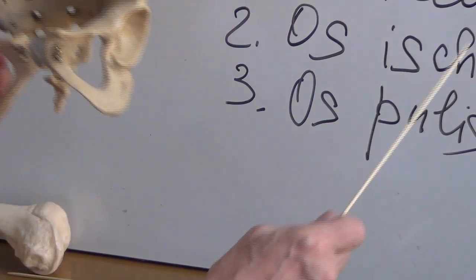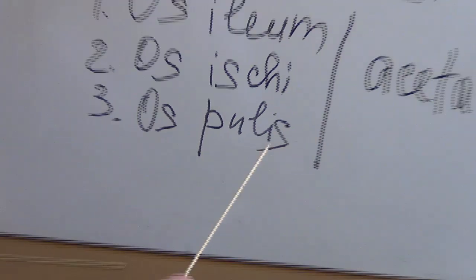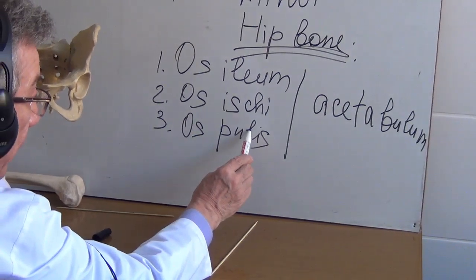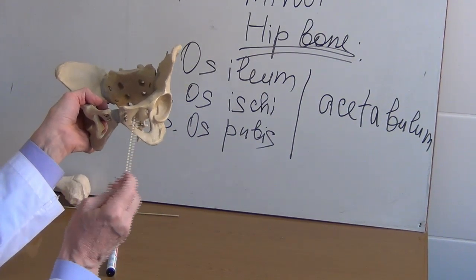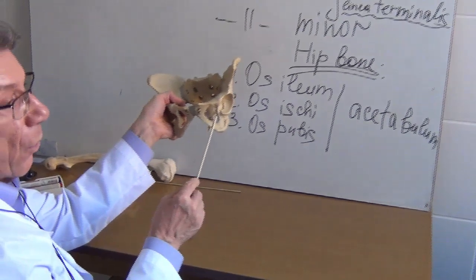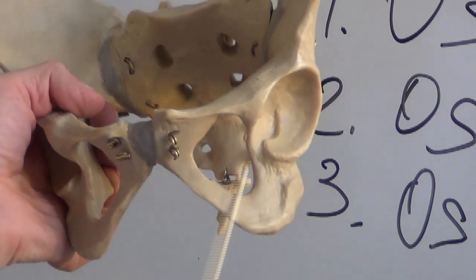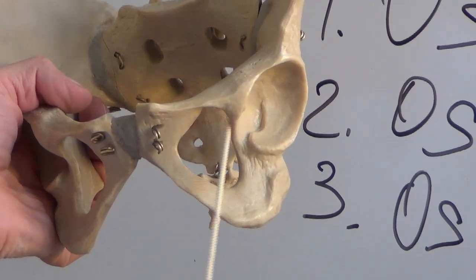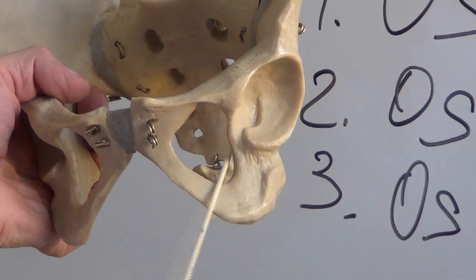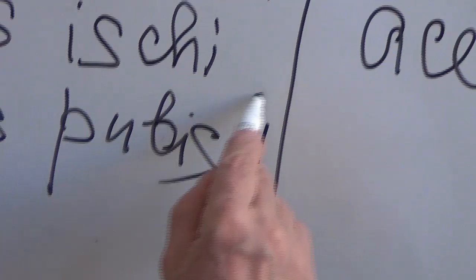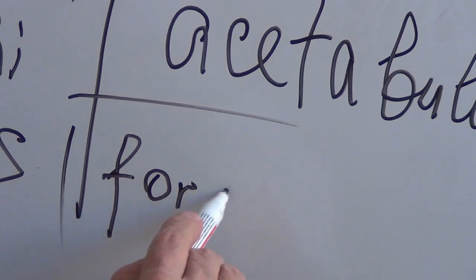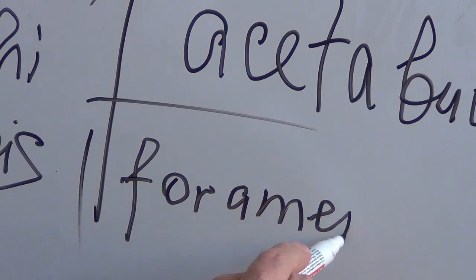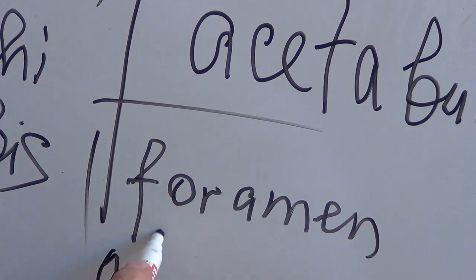And for two last bones, ischii and pubis, belongs also this large opening, foramen obturatorium.